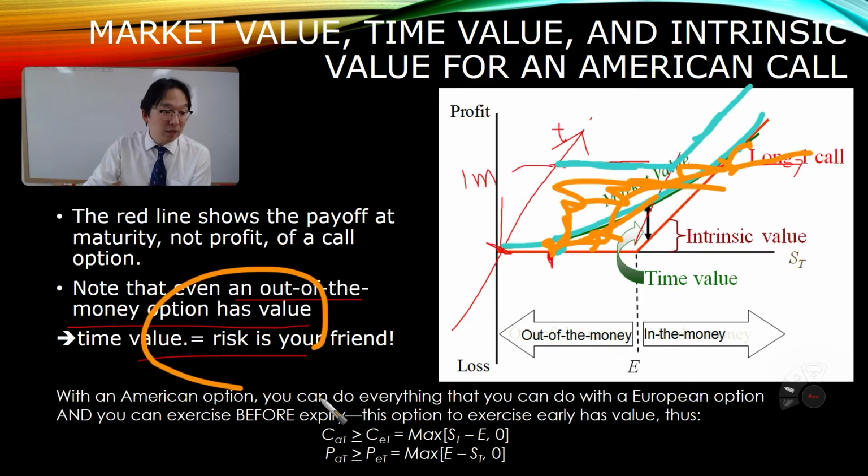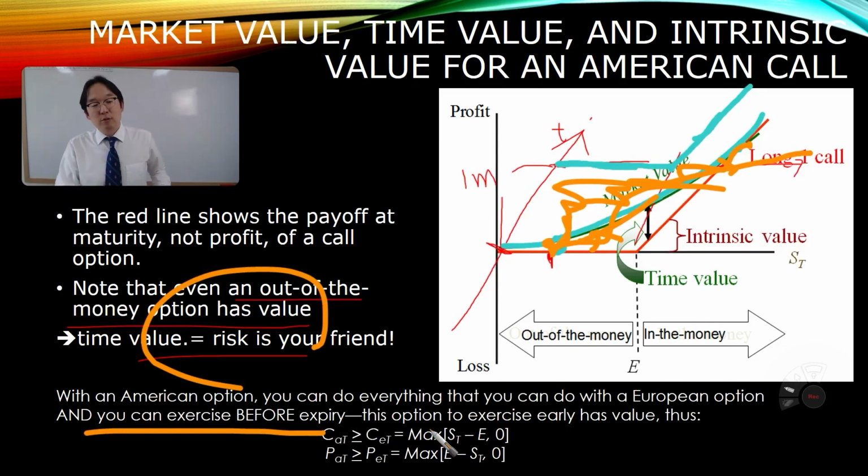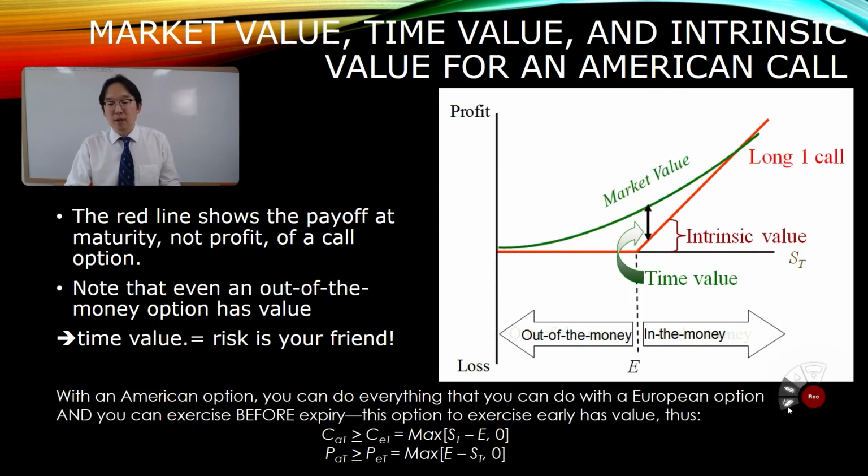With an American option, you can do everything that you can do with a European option, and you can exercise before expiry. This option to exercise early has value. Thus, the call option value of American style will be bigger than or equal to the European call option. Put option the same way. Okay, that's the important message here.